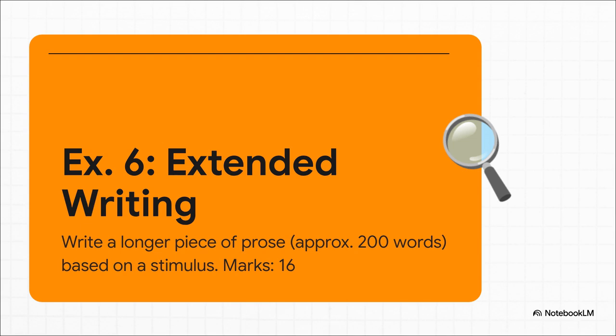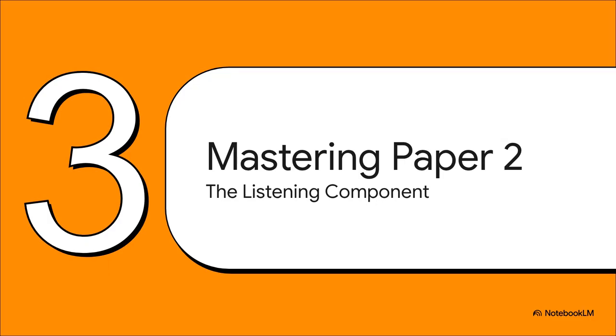And finally, we've reached the grand finale of paper 1, the extended writing task. This is the longest thing you'll write, at about 200 words, and it'll be based on some kind of stimulus, maybe a short prompt or even a picture. And check this out, it's worth a hefty 16 marks. This is really your big chance to show what you can do with your writing. Phew! Okay, we have completely dissected paper 1.